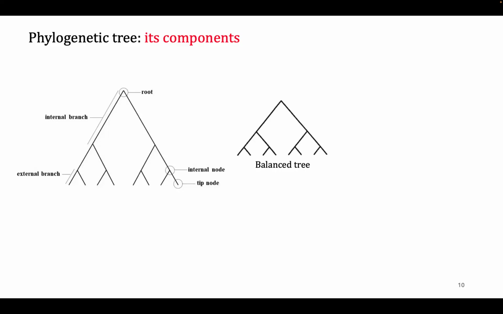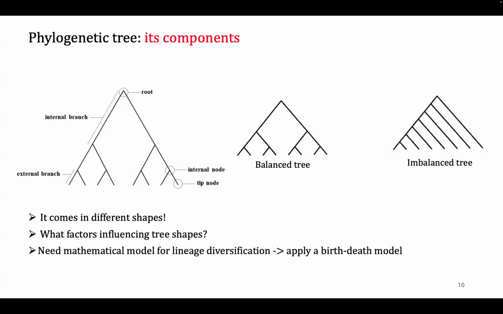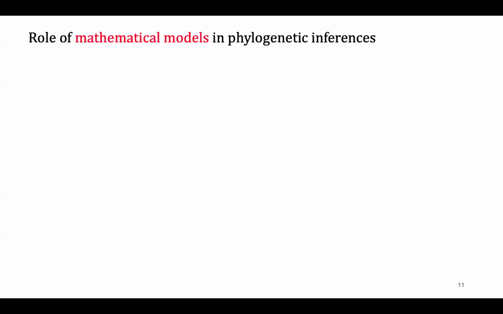Phylogenetic trees come in different shapes. You have this balanced tree, but you can also have other shapes like this imbalanced tree. What we want to know is basically to study the different factors that may influence the different tree topologies that you can have. So what you need are mathematical models that account for lineage diversification. One example that you can use is a birth-death model. This is where the mathematical models come into play for phylogenetic inference.